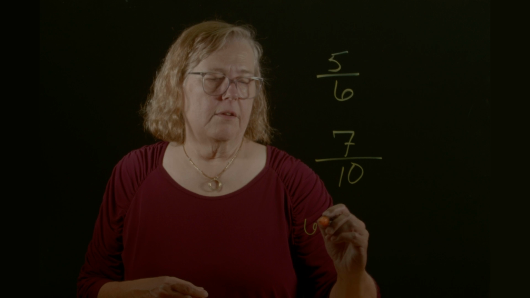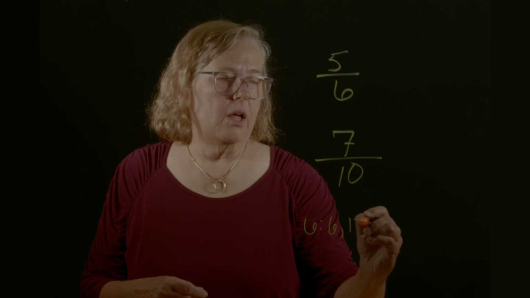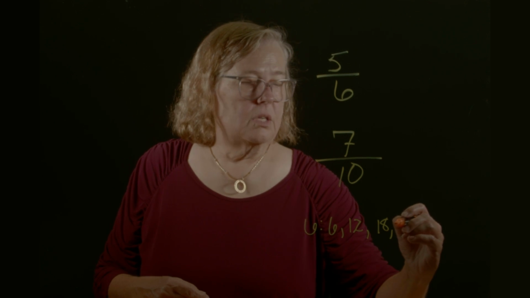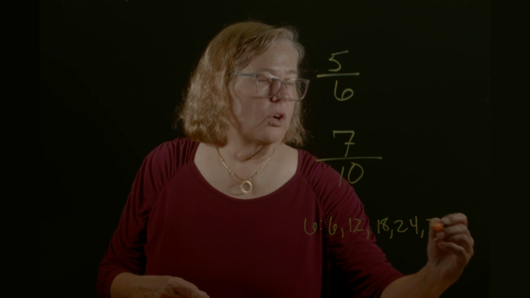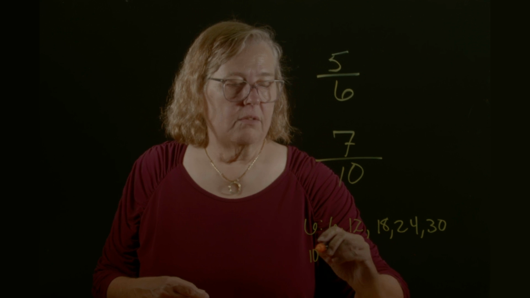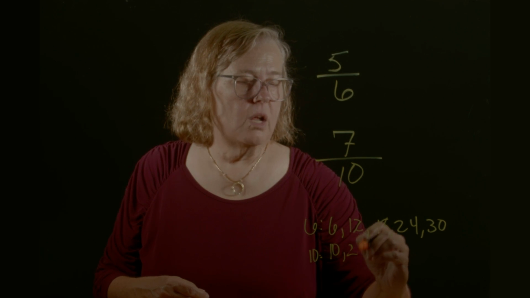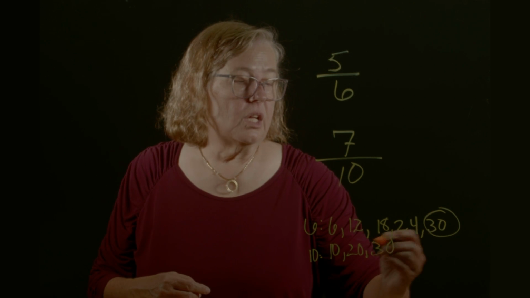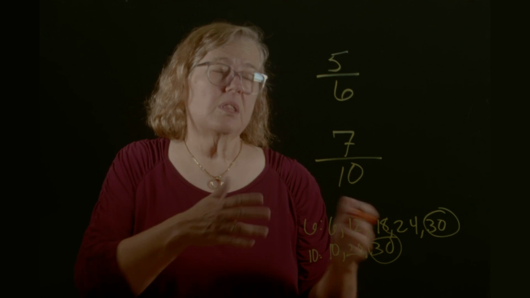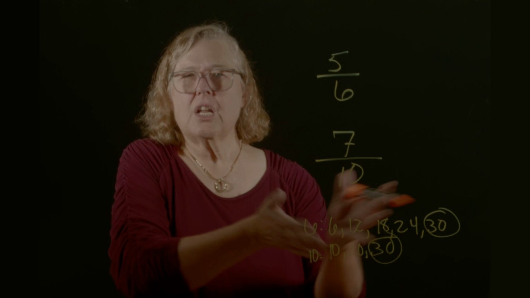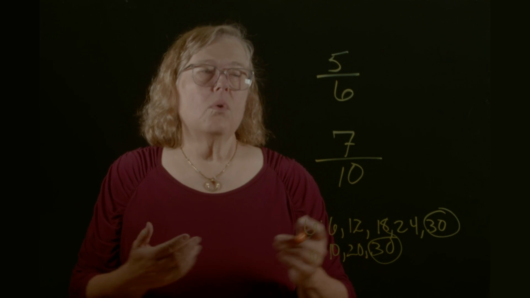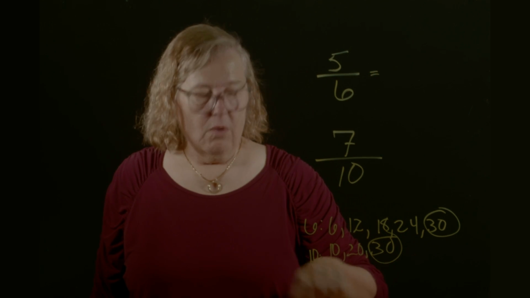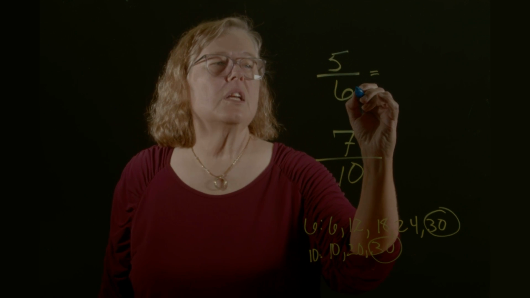Well, let's see. I've got 6, 12, 18, 6 times 4 is 24, 30, and then we got 10, which is 10, 20, 30. My least common multiple is 30. I could have done upside down division too, but this time I thought, I already know it's 30, so I just kind of showed it here, right? So what am I doing? I want this to be 30 to show the comparison. So I would say, what is 6 times what is 30?